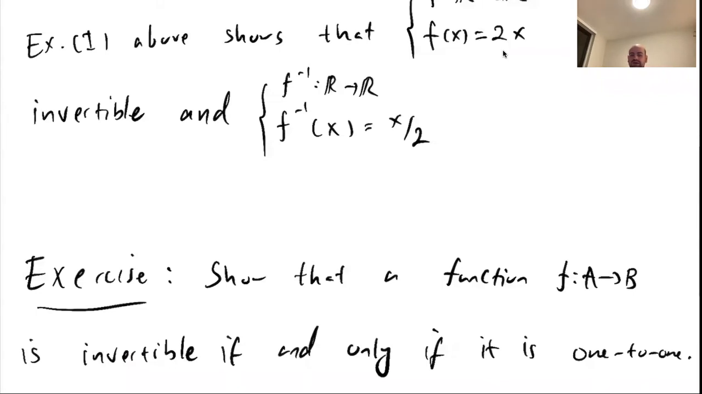So this is an if and only if exercise. So you have to prove two things. One time you assume that your function is invertible and then show that it has to be one-to-one. And then the second problem, you assume that your function is one-to-one and show that it has to be invertible. So there are two things that you have to prove.